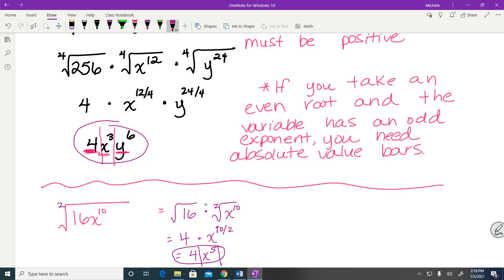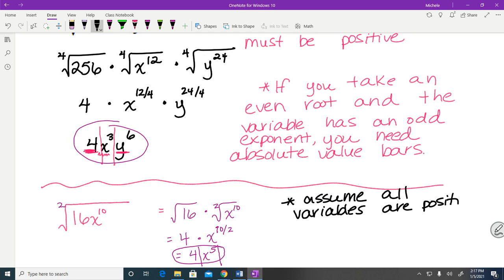You're not always going to need absolute value bars. If the problem says assume all variables are positive, you don't need to worry about absolute value bars.